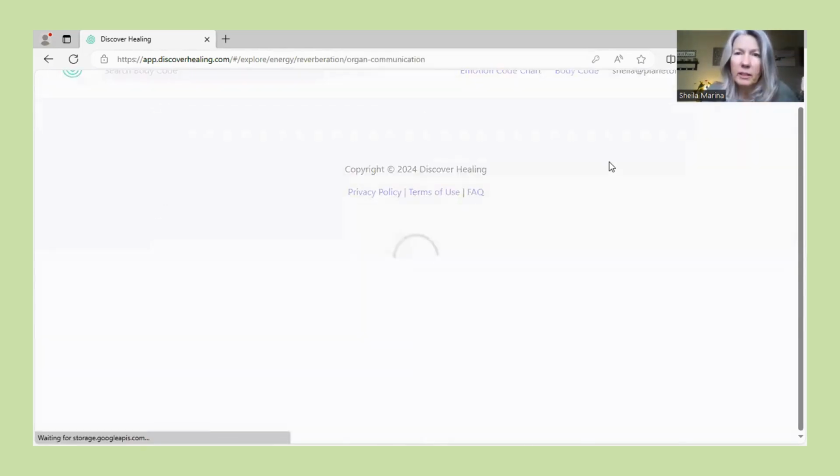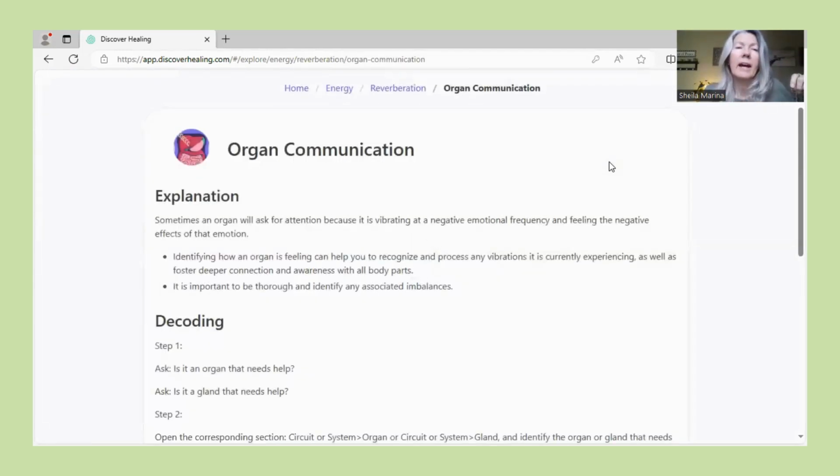So one of Gus's organs or glands has a message for us. So let's find out a couple of things first of all. In this organ communication, is this organ holding on to a trapped emotion? No. We're going to find out here first of all, is it an organ that needs help?